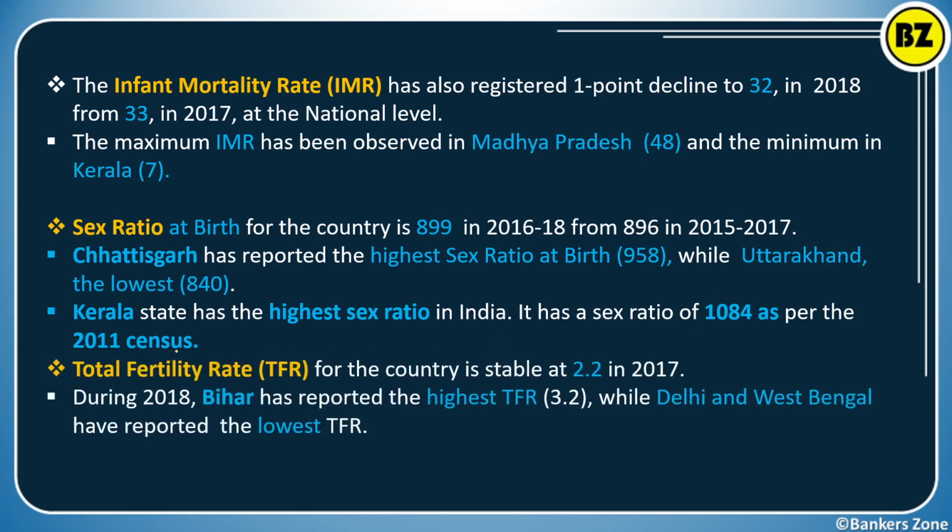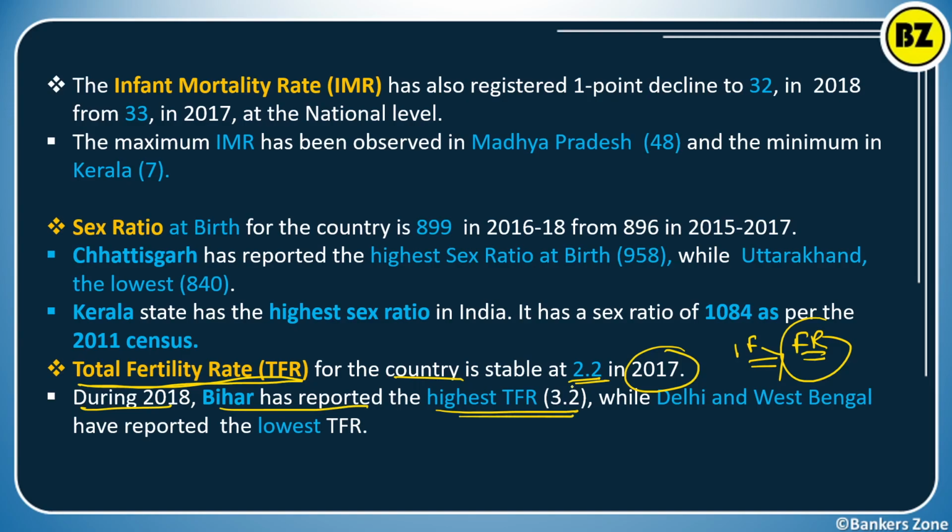Okay, now further, the total fertility rate, TFR, for the country is 2.2 in 2017. So what do you mean by total fertility rate? Total fertility rate means how many children one female can reproduce, that is called the fertility rate, right? For example, during 2018, Bihar has reported the highest TFR, that is 3.2 children per female, while Delhi and West Bengal have the lowest TFR, that is the total fertility rate. Got it?